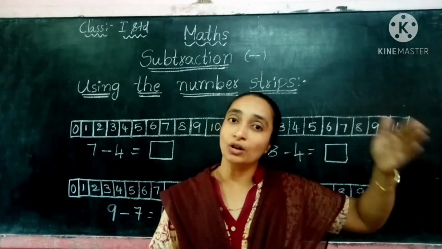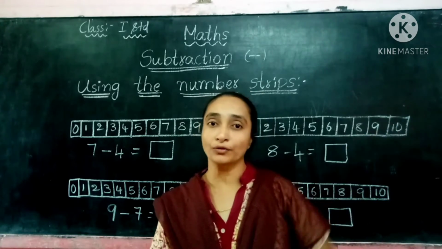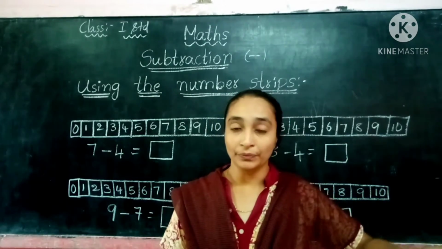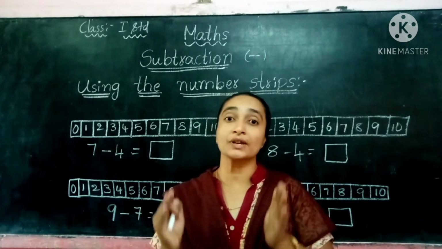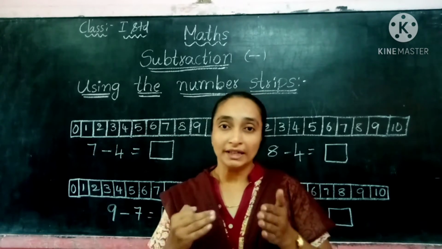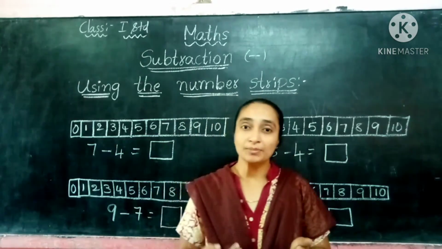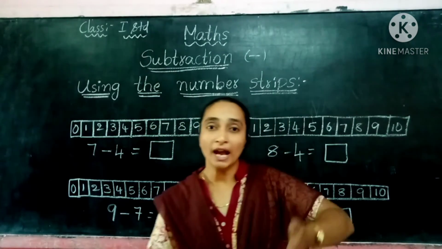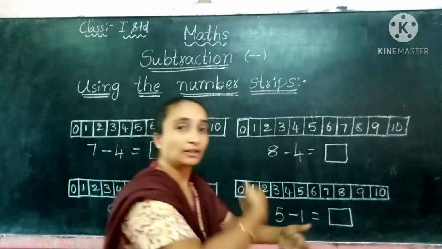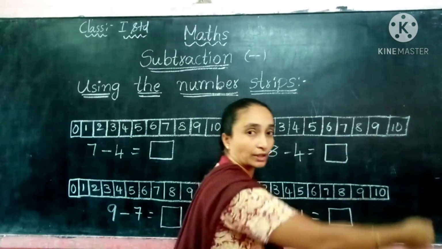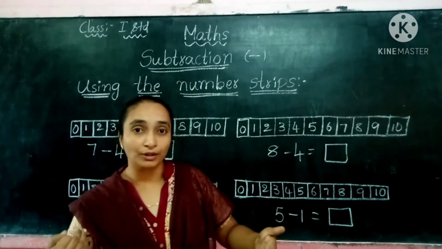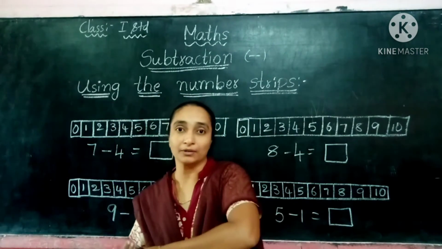In addition, we take the small number first and the big number after we can count. But in subtraction, we always have to take the big number. Okay children? Now in addition, when we use the number strips, we go forward. So like this we will go forward with jumps. But in subtraction, it comes backward. The jumps will come backwards.